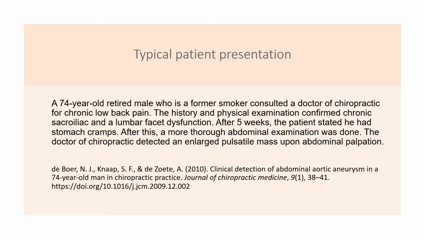Typical patient presentation. A 74-year-old retired male who is a former smoker consulted a doctor of chiropractic for chronic low back pain. The history and physical examination confirmed chronic sacroiliac and lumbar facet dysfunction. After 5 weeks, the patient stated he had stomach cramps. After this, a more thorough abdominal examination was done. The doctor of chiropractic detected an enlarged pulsatile mass upon abdominal palpation.